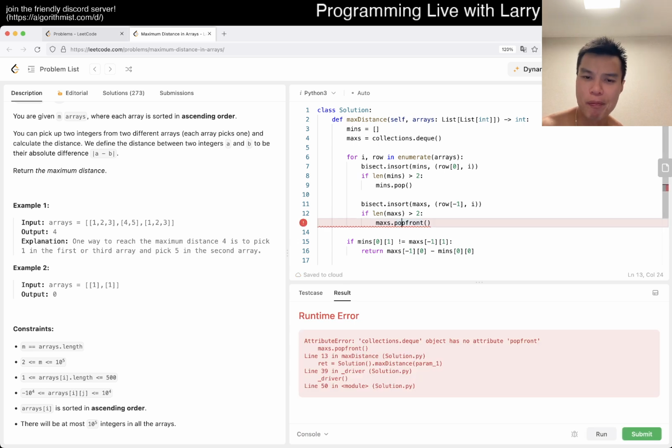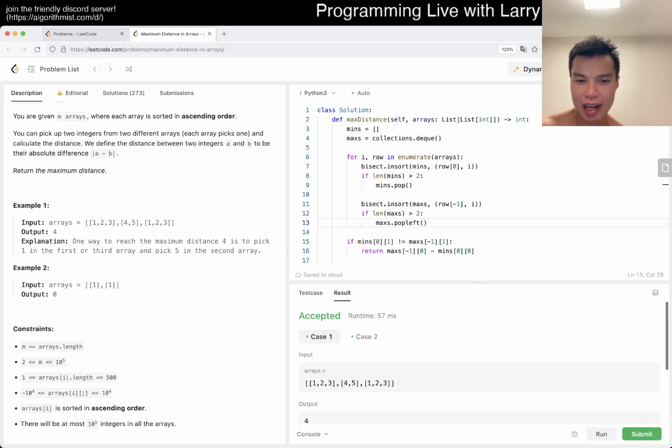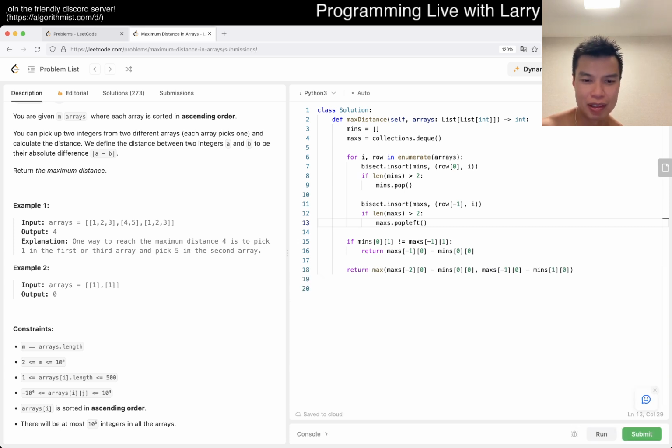Isn't it pop from a deque? What am I thinking of? Pop, push, deque, pop left. Alright, wow, I'm just really bad at programming right now. But yeah, as you can see, it should be okay. Let's give it a minute. Hopefully I didn't make a silly mistake somewhere.